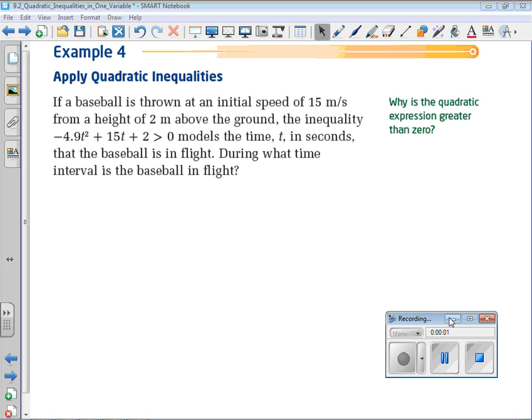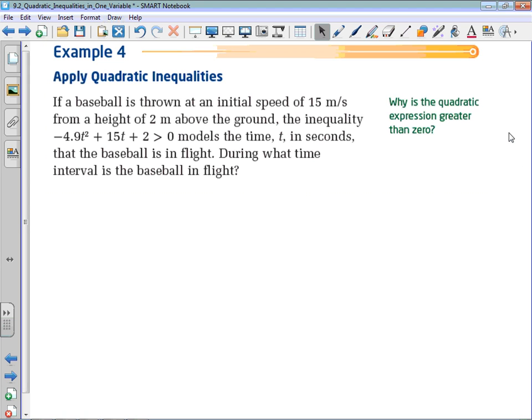All right, example 4 from 9.2 in Math 20-1. Last example for this section. And really, it's very similar to the other examples we've done. It just gives us, again, a bit of an uglier or more complex quadratic to work with. Right off the bat, I want to answer this question, though.